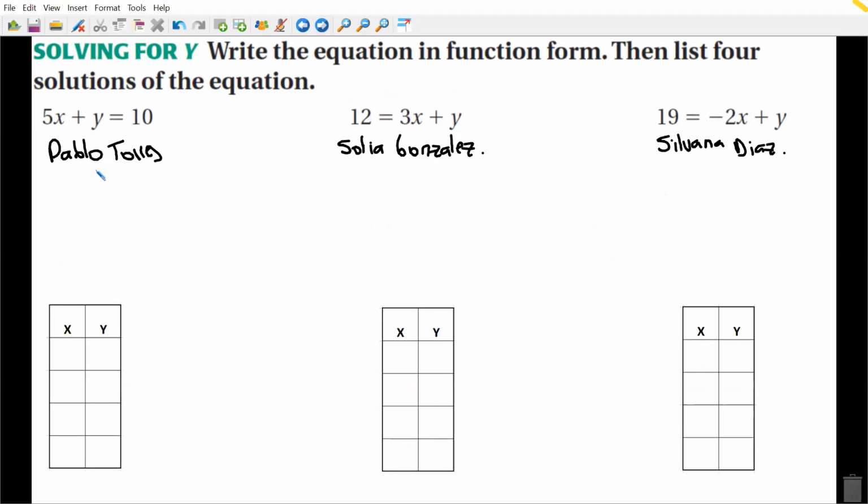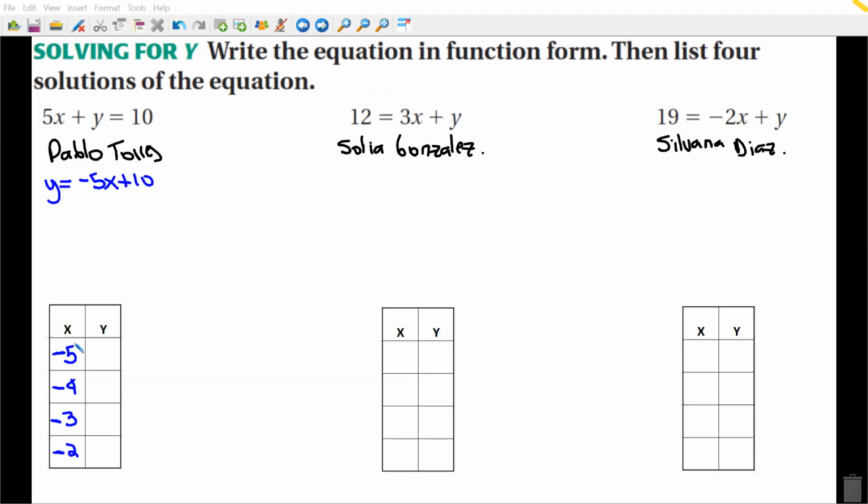Mr. Torres, what values would you like to replace here? Teacher, I would like to isolate first. Okay. So what is the equation? Y is equal to -5x plus 10. Excellent. Good job, Mr. Torres. What values would you like to replace here? -5. And next, -4, -3, and -2. Yes.